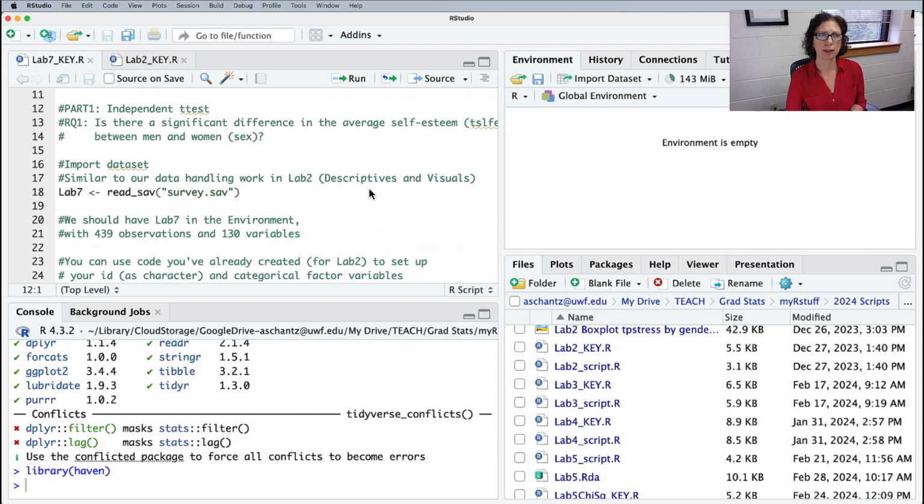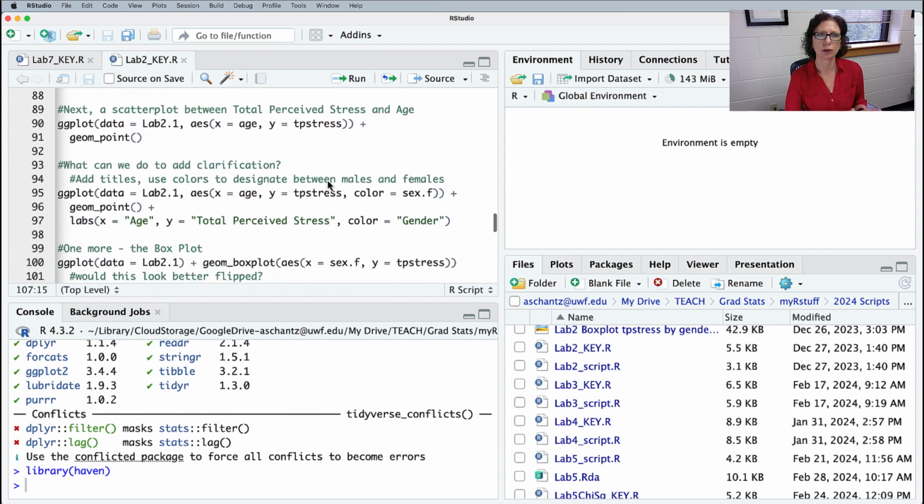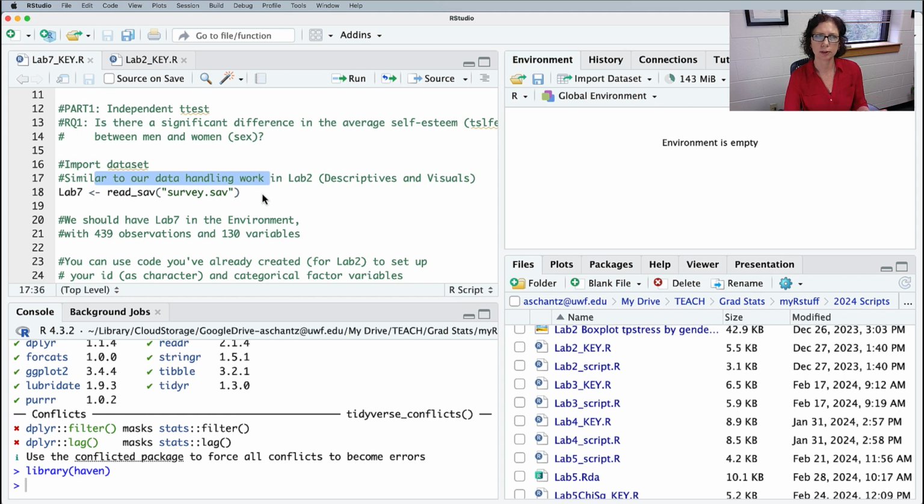Part 1, independent t-test. Is there a significant difference in the average self-esteem scores between men and women? So two independent groups. Let's go ahead and import our dataset, and we're going to work similar to our data handling in Lab 2, which was descriptives and visuals. So you might want to have your Lab 2 work available, because you can copy paste a lot of information from that and make the adjustments so that you have this to work with.